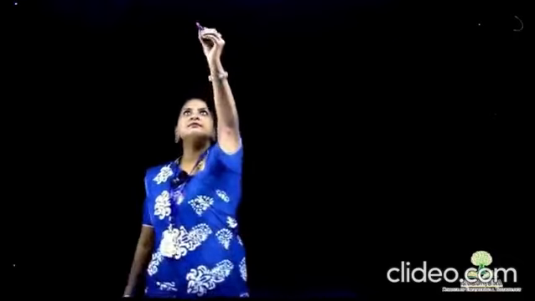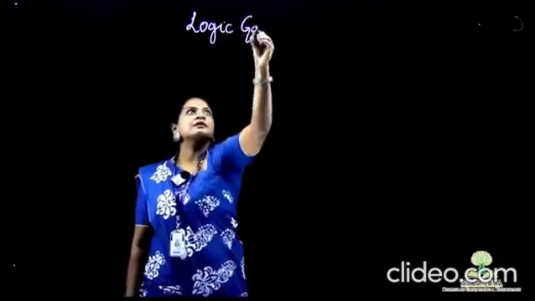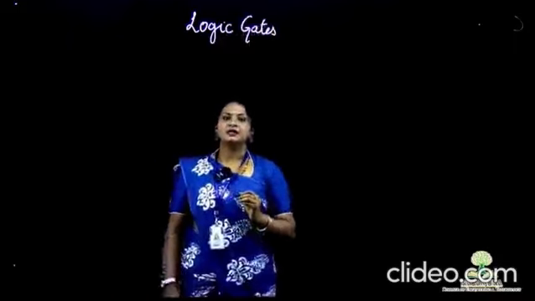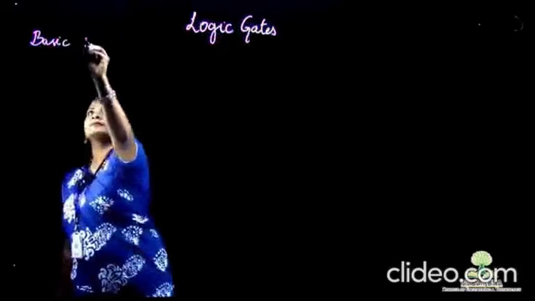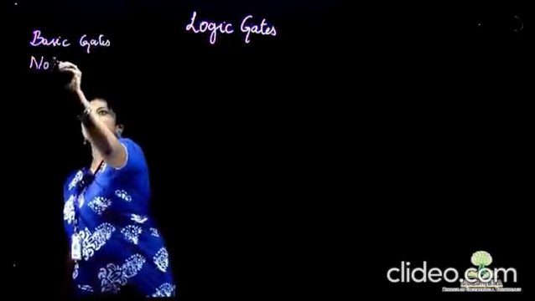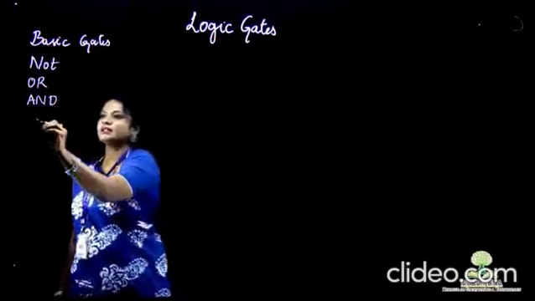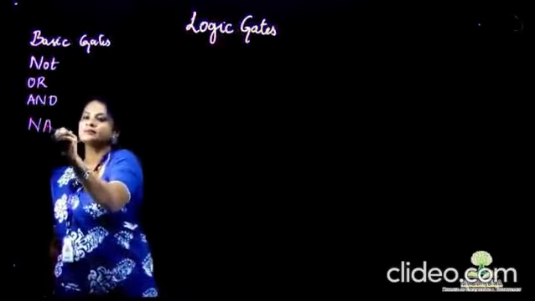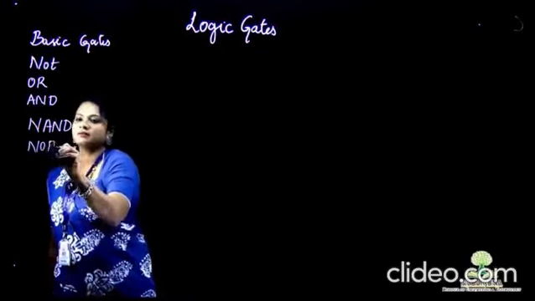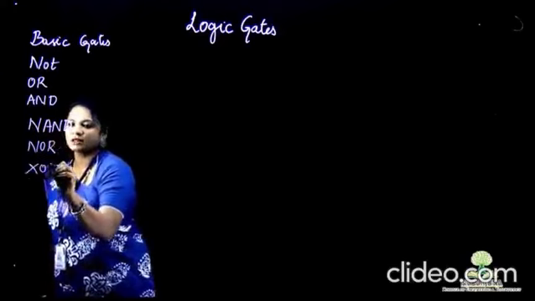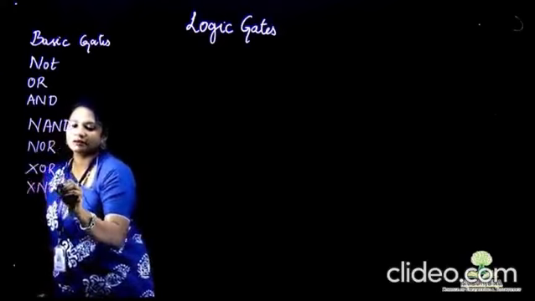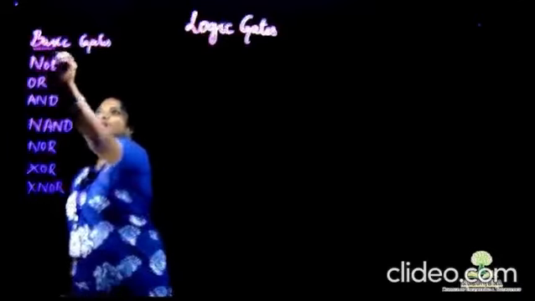Today we are going to discuss logic gates, which are the basic building blocks of the digital logic circuit or digital electronics. Let us start with the basic gates. Those are NOT, AND, and OR gates. And we are also discussing the universal gates. Those are NAND and NOR. We are also discussing XOR and XNOR gates. So let's begin with the NOT gate.